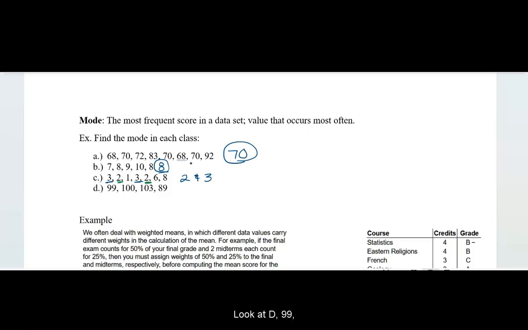Look at D. 99, 100, 103, 89. No number here occurs more than the other. So with this data set, there is no mode. All right, and that's it for the mode. The mode, like I said, it's not too bad because you're just looking at what occurs the most frequently.